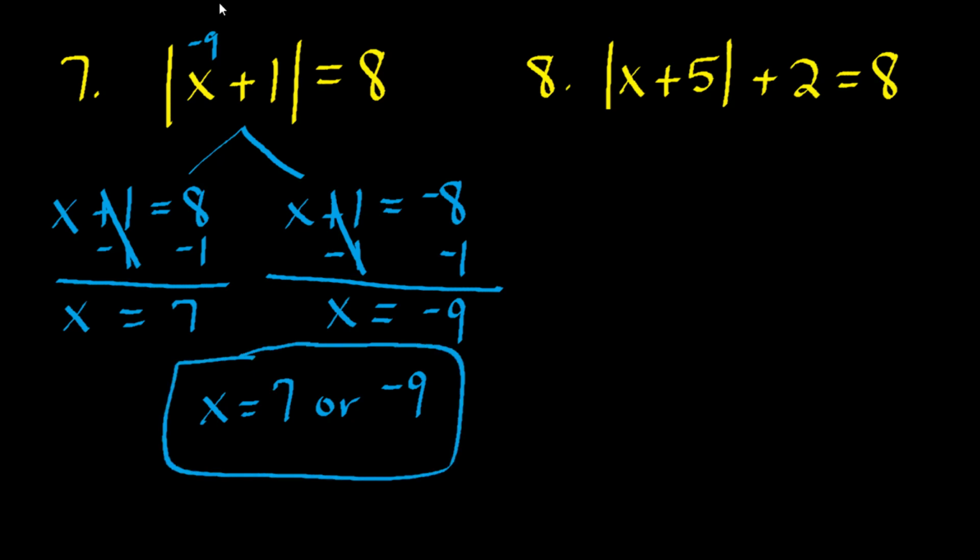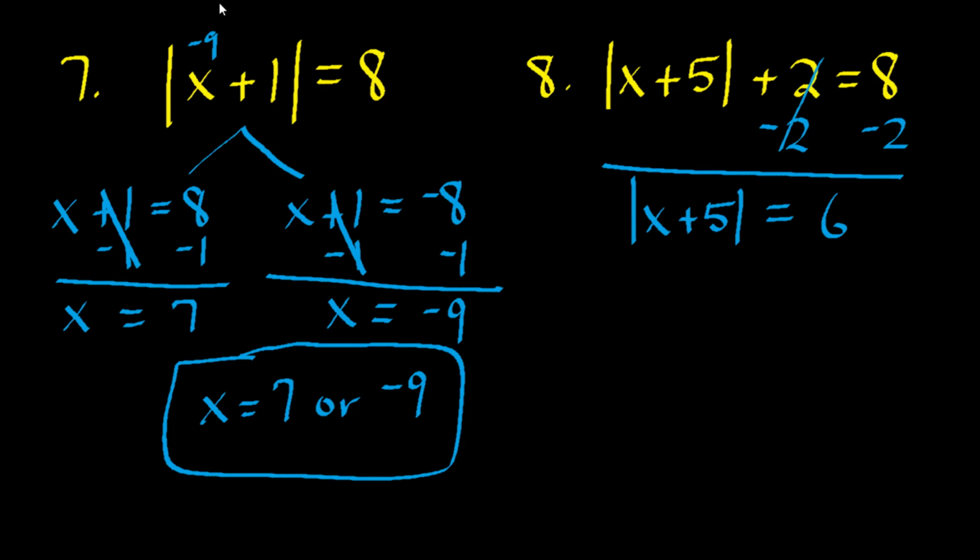For number 8, because the absolute value of x plus 5 has not been isolated yet, we need to get rid of the plus 2 as the first step. We will start by subtracting 2 from both sides of the equation. This gives us absolute value of x plus 5 equals 8 minus 2, which is 6.